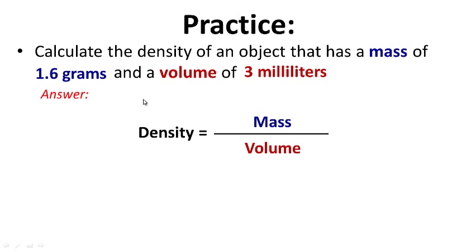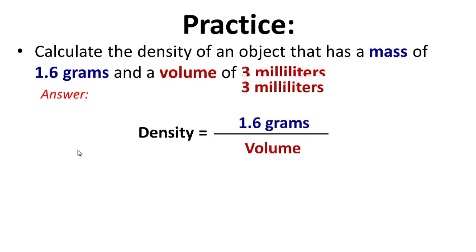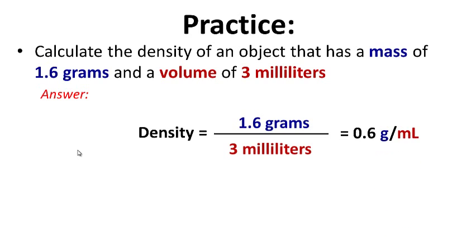So, answer here. Check your work. See how you did. Density is equal to mass divided by volume. The mass is 1.6 grams. The volume is 3 milliliters. 1.6 divided by 3, and we have a density of 0.6 grams per milliliter.